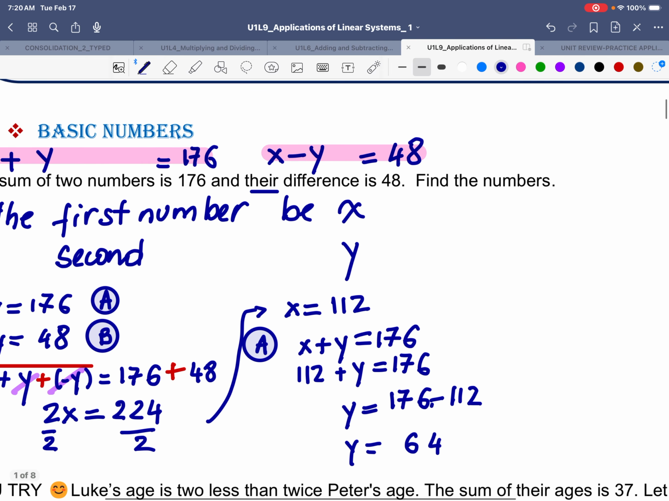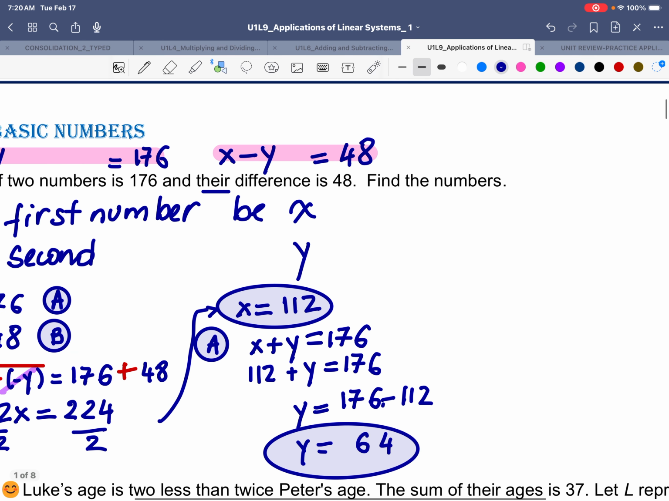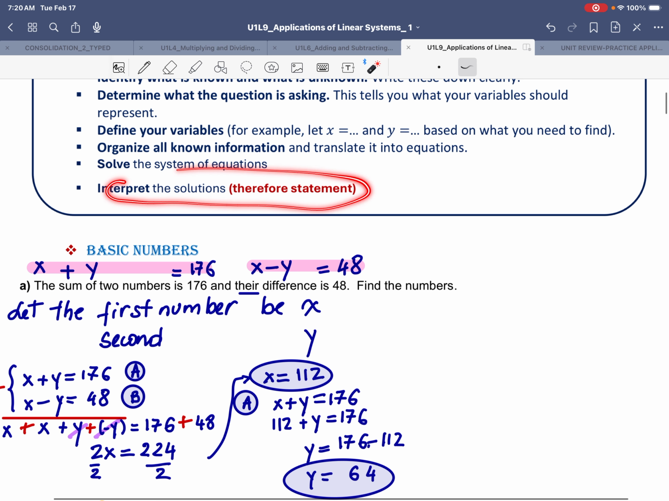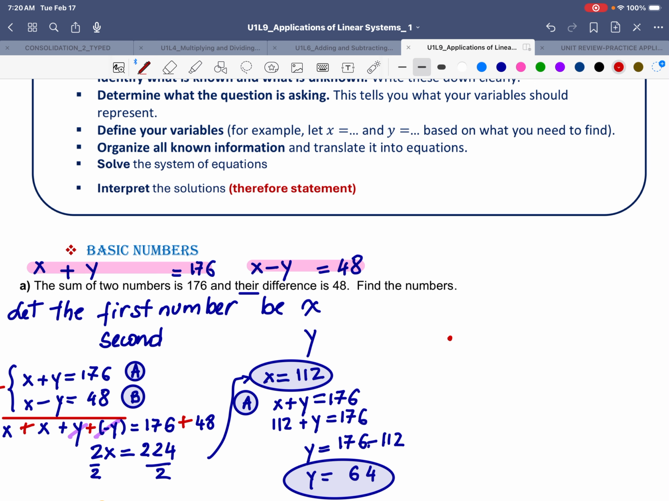6 minus 4, 7 minus 4, so 64 will be the number y. So we figured out the x and the y values, and now we have to think, what do they represent? Well, x is the first number and y is the second number. So it's time to move to the last step, which is interpret the solution, or as we call it, write the therefore statement. These 3 dots mean therefore, and we're going to say that therefore the two numbers are 112 and 64.